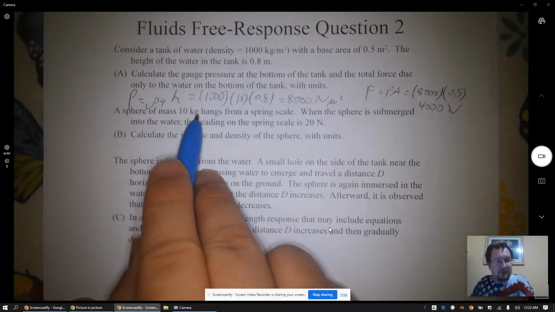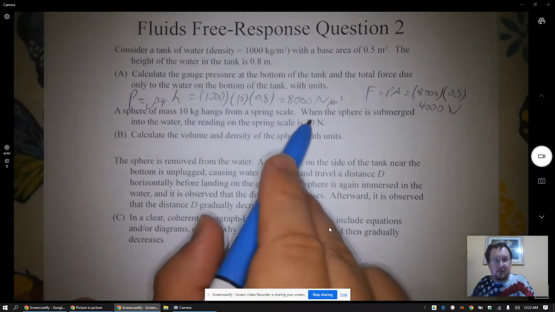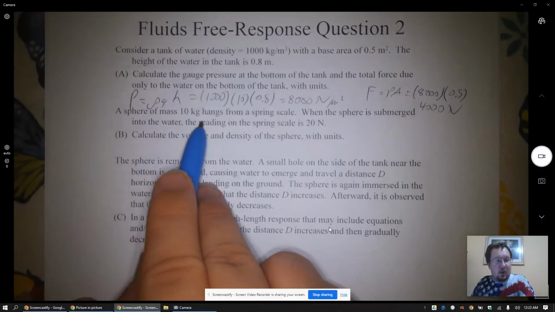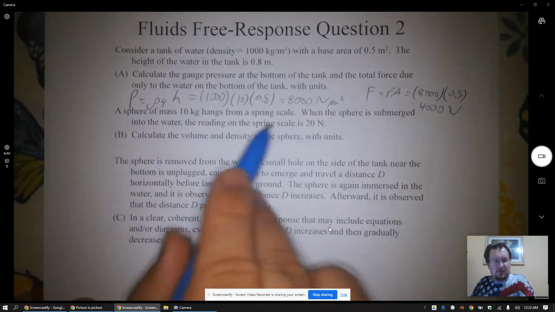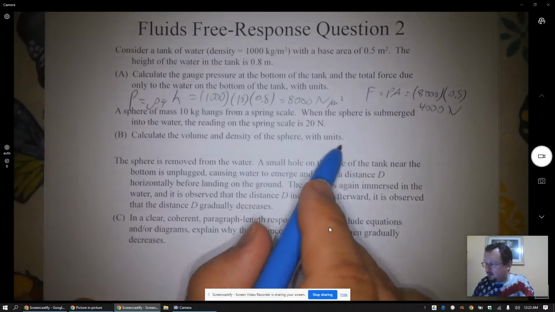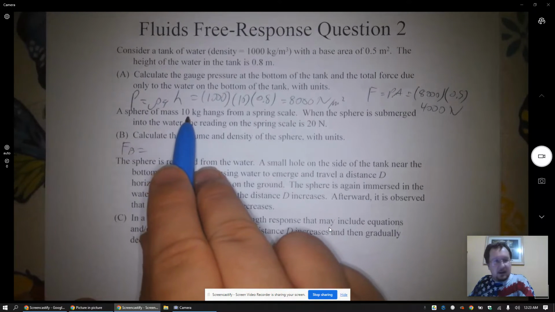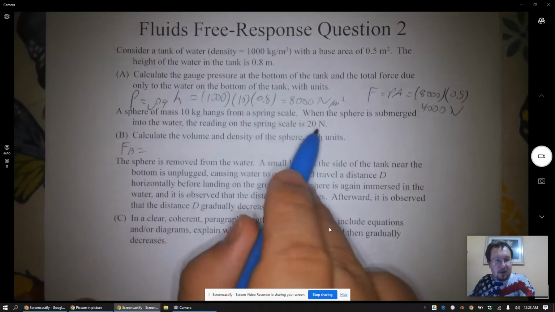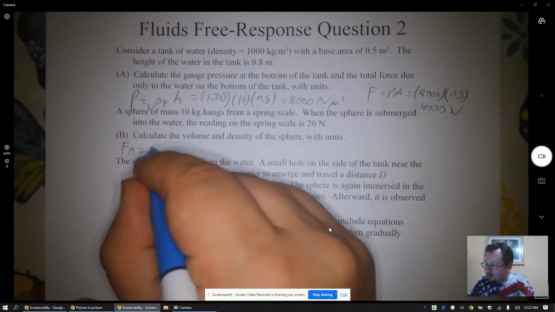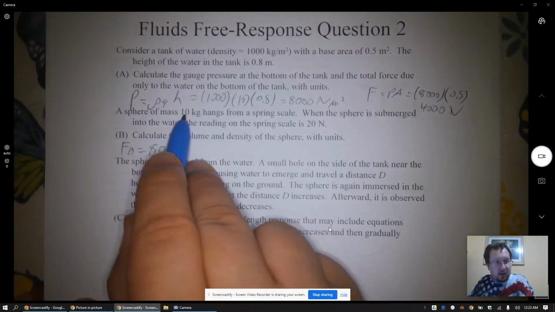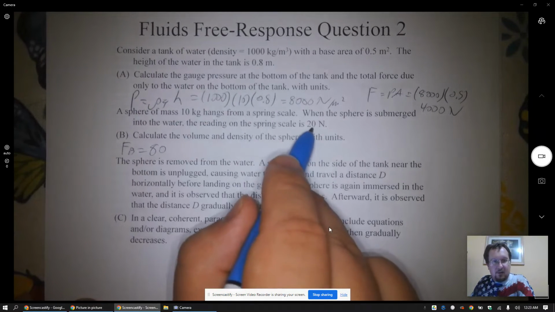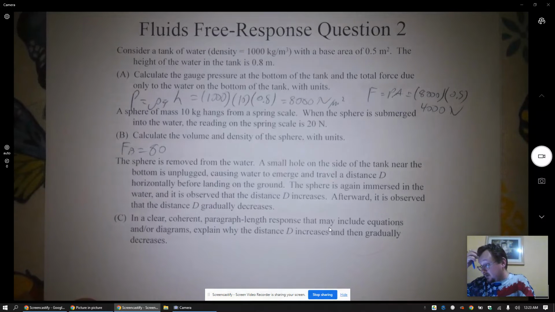Okay, a sphere of mass 10 kilograms hangs from a spring scale. When the sphere is submerged into the water, the reading on the spring scale is 20 newtons. Calculate the volume and density of the sphere. Well, the buoyancy force is 100 newtons minus 20 newtons, so that's 80 newtons. Remember, mg, this times 10 for gravity, is 100. And then the reading on the spring scale is 20.